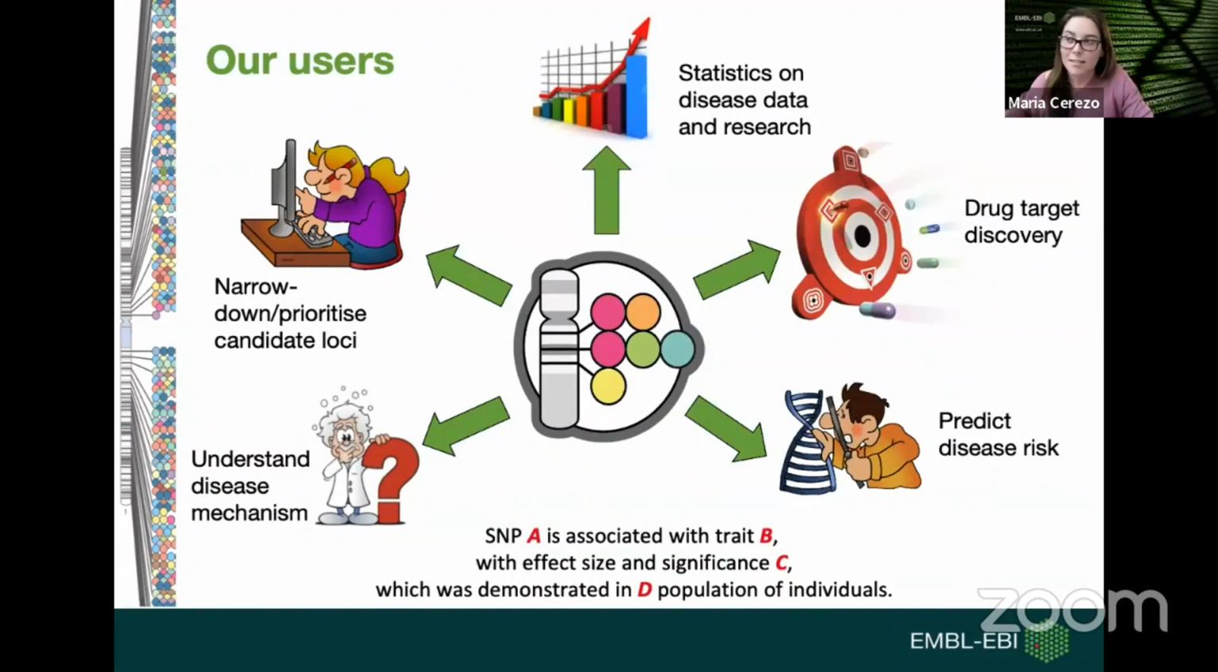Our goal is that, once we curate all the data, we basically have: SNP A is associated with trait B with an effect size and significance C, which has been demonstrated in population D of individuals. And thanks to that, our users can do different things like prioritize candidate loci, do statistics on the disease data and research, prioritize for target discovery, understand disease mechanisms, and predict disease risk with PGS.